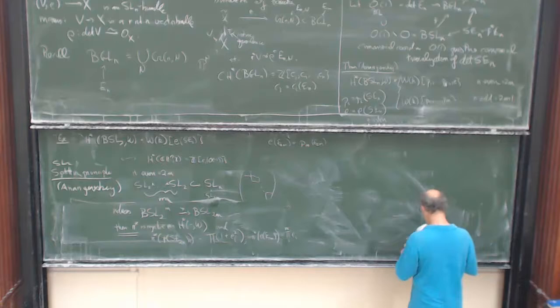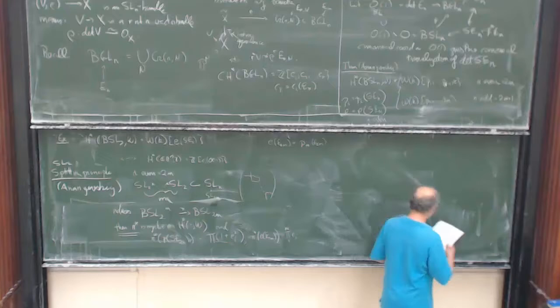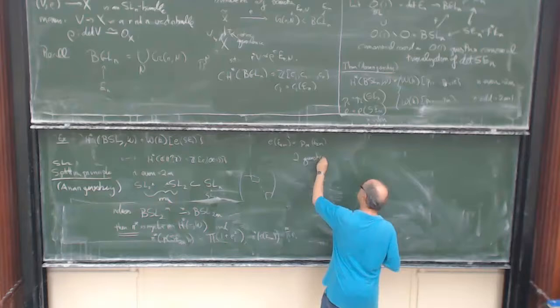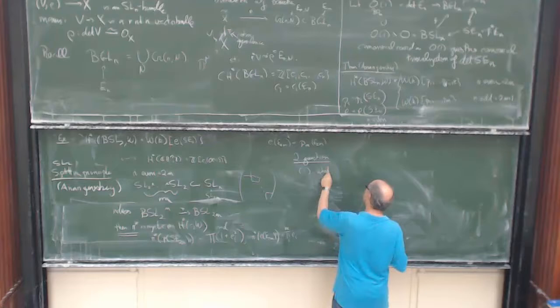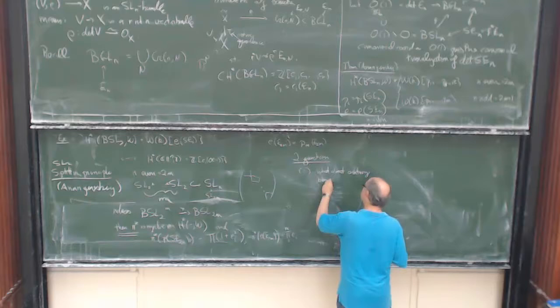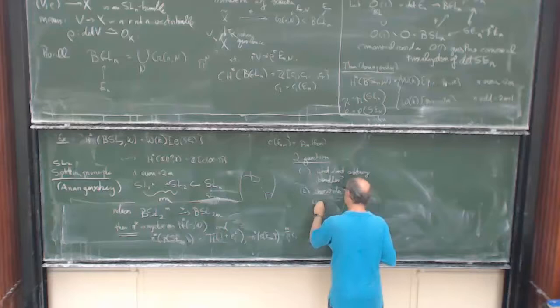So now two questions arise. Well, a bunch of questions, but two questions. Question one: what about arbitrary bundles? This is all for SL_n bundles, so what about arbitrary bundles? And secondly, how do I deal with rank 2 bundles?